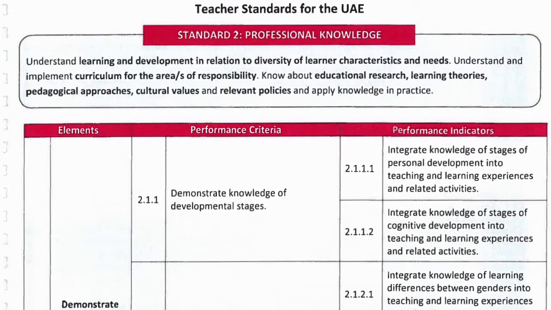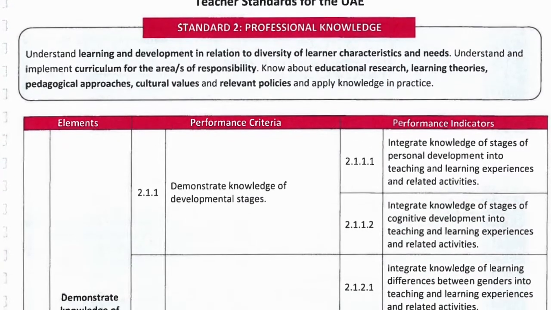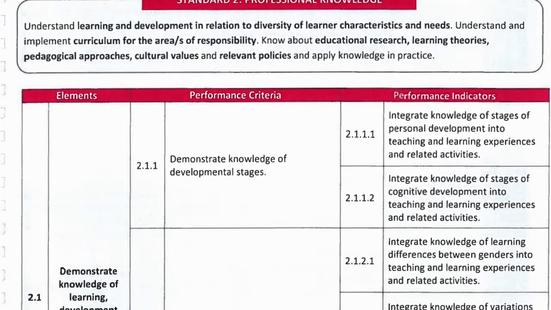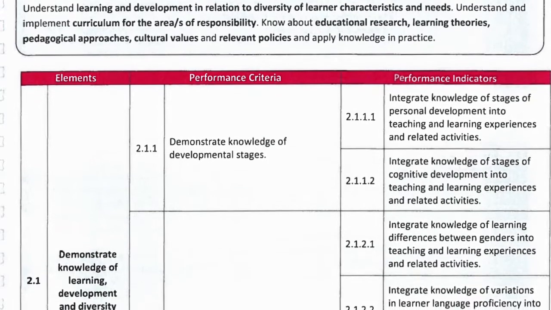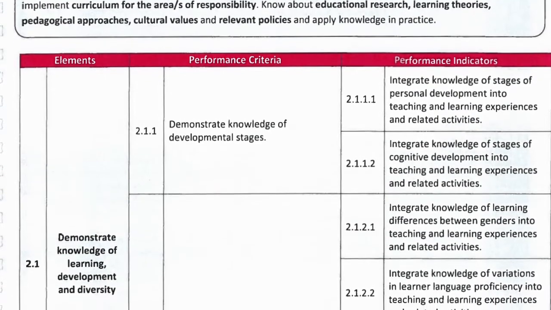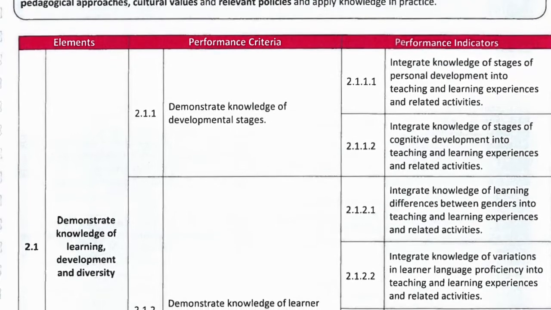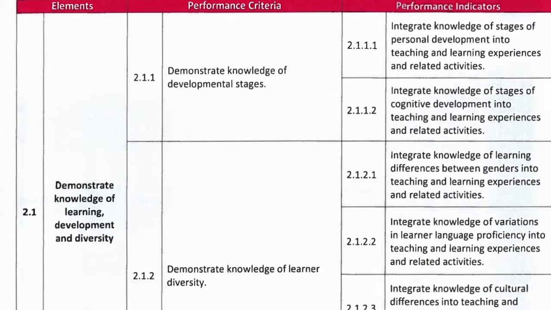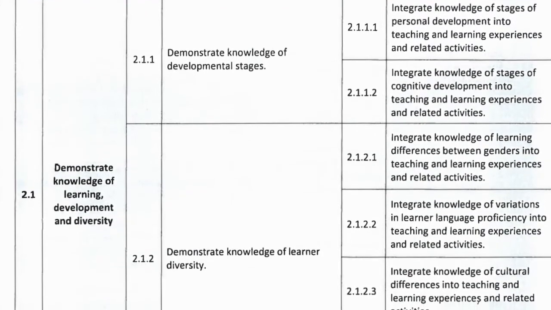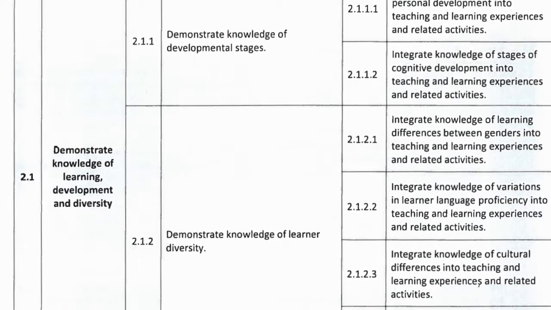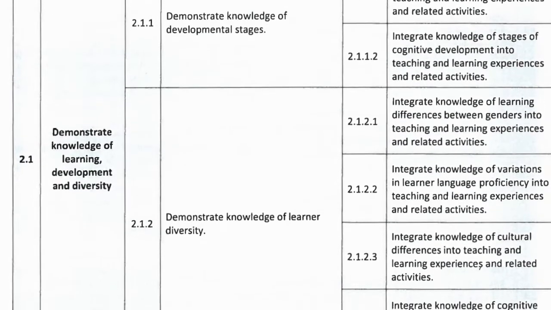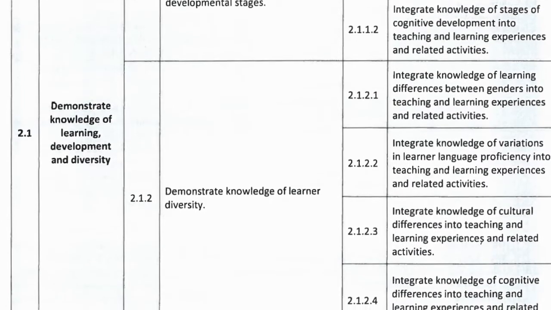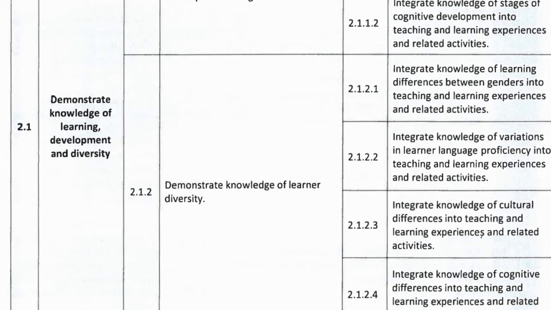Standard number 2 means that the teacher has to demonstrate knowledge of learning, development, and diversity. So they really have to know their stuff. They have to be able to integrate the knowledge of learning, and they also have to make sure that that applies to different genders, different backgrounds, and different learning experiences of all of the students. They also need to have knowledge of cognitive differences in their teaching practices and show how they do that in related activities. Basically, they need to have knowledge of learner diversity.